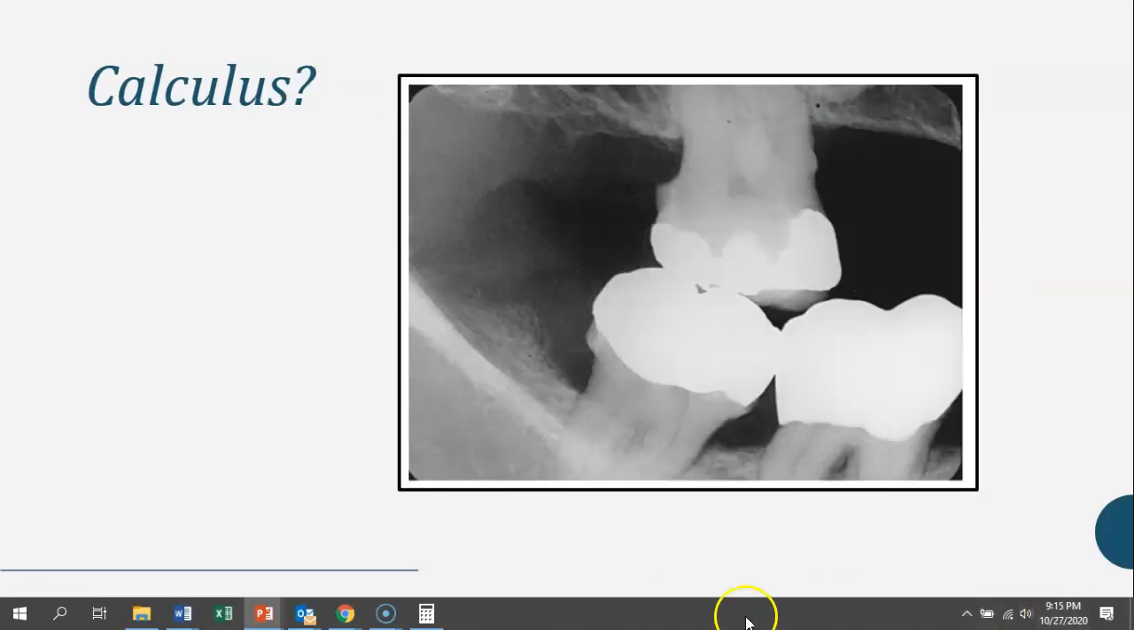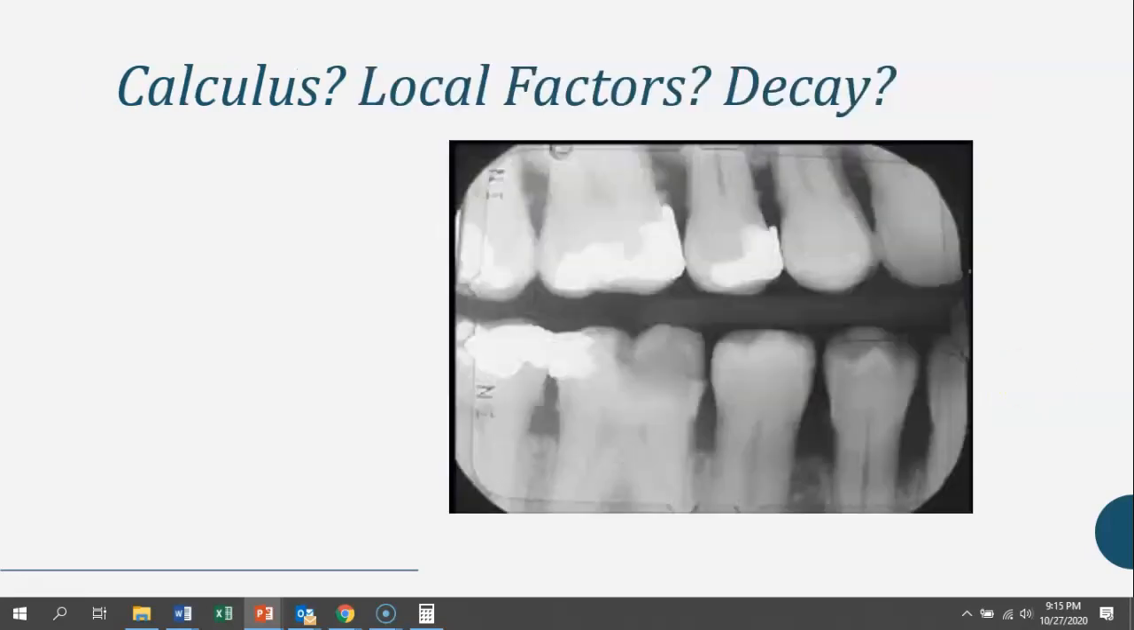What about this one? Do you see any calculus? You've got a spur here, and some here, and some here. You start to see that it's not as radiopaque as the tooth or the root, but it is fairly radiopaque. Sometimes there can be a fairly good-sized piece of calculus that doesn't pick up on the radiograph. So you can't always see calculus on the radiographs, but you can quite often.